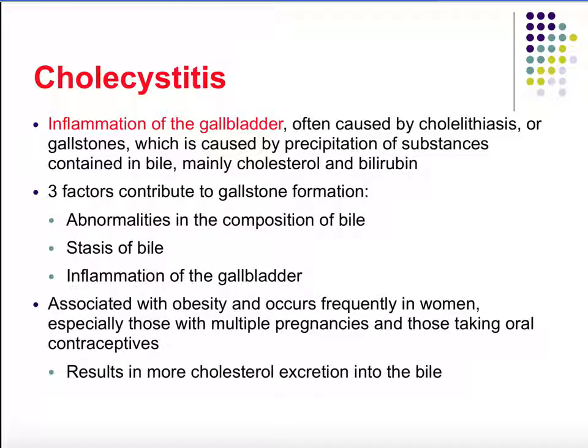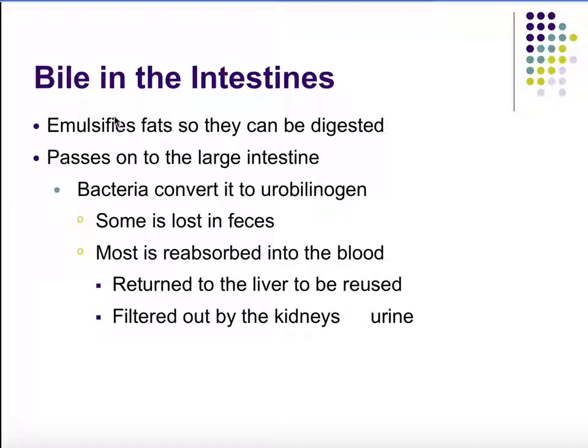And we said how when we change the composition of bile, it can precipitate. So bile, to review, is important in emulsifying fat in the small intestine so that we can then go in there and digest the fat and then get it absorbed into our body. It'll pass to the large intestine, and that's where the bacteria will convert it to urobilinogen, and some of it will be lost in feces, and some of it will be reabsorbed into the blood, actually most of it, and then it'll get returned to the liver to be reused. So again, a good example of how our body recycles.